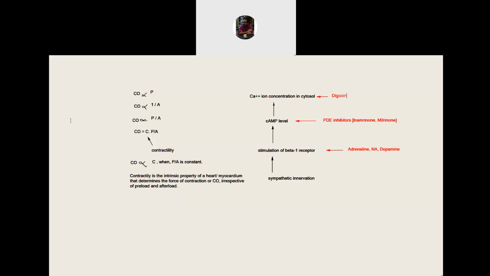You can also guess from this what the negative inotropic agents are. Anything that will oppose the process. So anything that blocks the beta 1 receptor is a negative inotropic agent. For example, beta blockers. Anything that decreases the calcium ion concentration is a negative inotropic agent. For example, the calcium channel blockers.